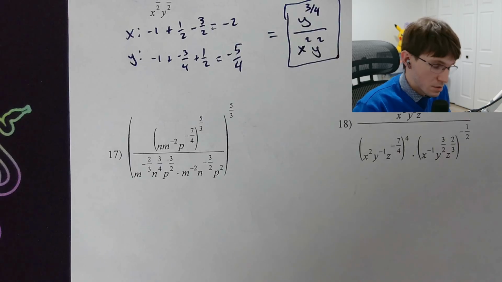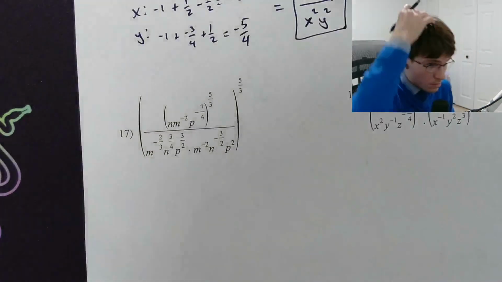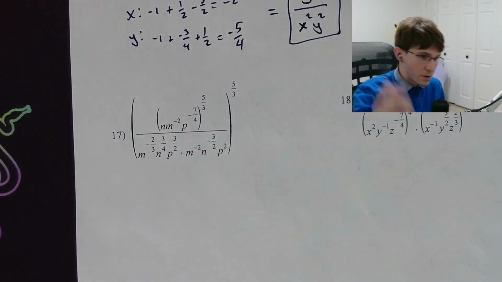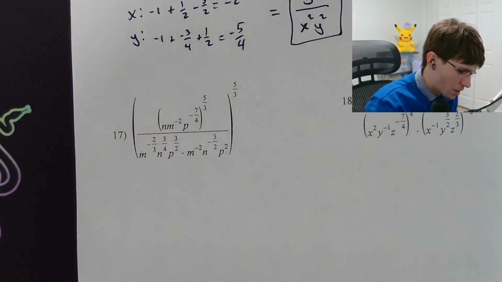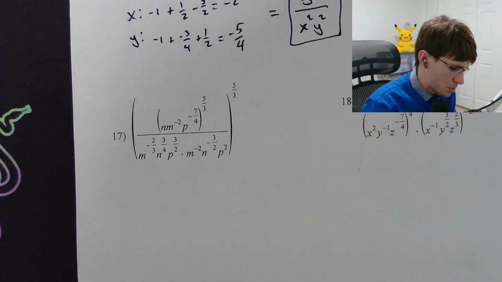I don't even want to do it, but we're just gonna get it done. Here we go. Power of a power, you multiply exponents, and that's what we're gonna do.